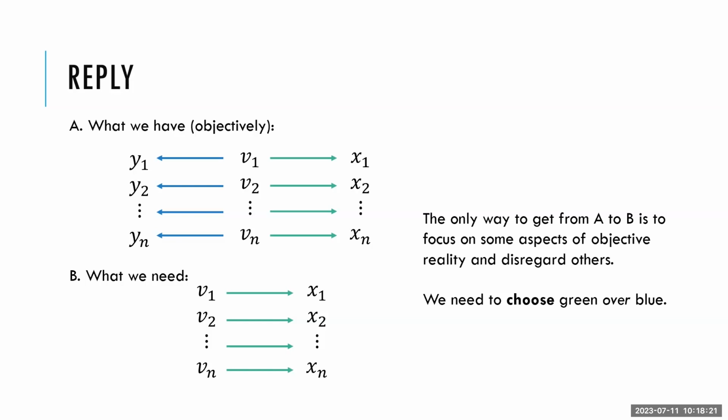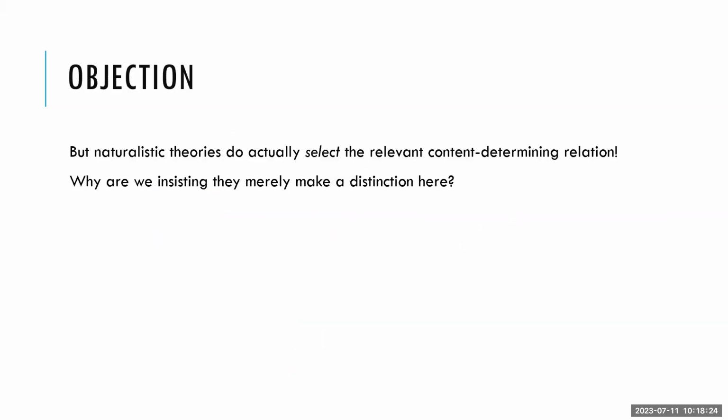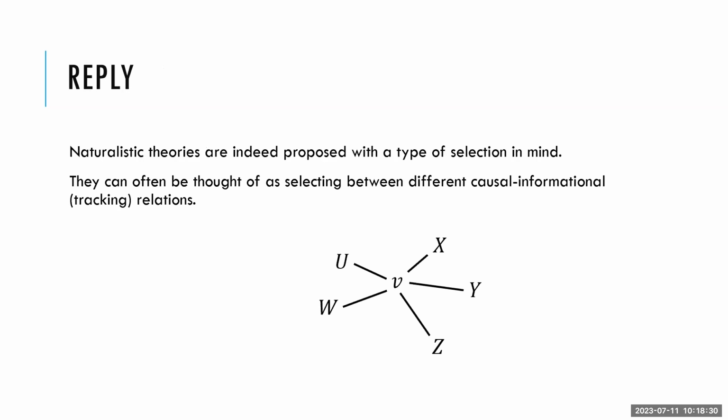So you need to choose the green or blue, you need this selection, and then you can kind of continue to push me: if these are selection theories, they do make a selection. And in a way that's kind of true, right? The naturalistic theories are often presented as a way to select between different tracking relations.